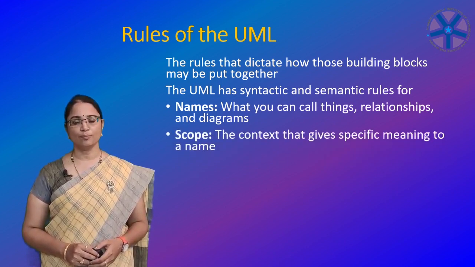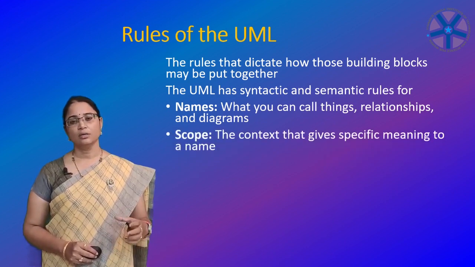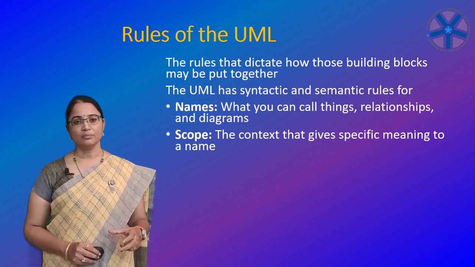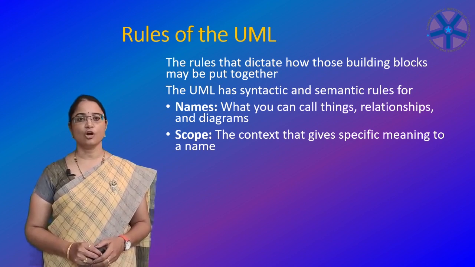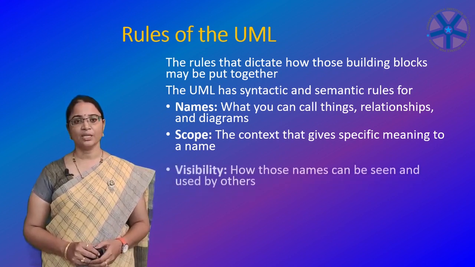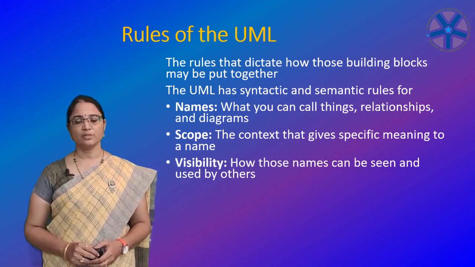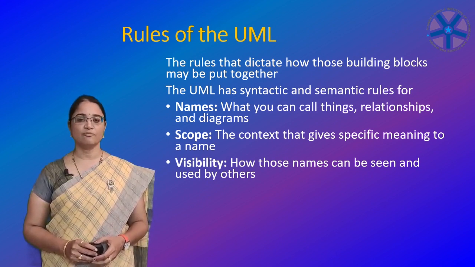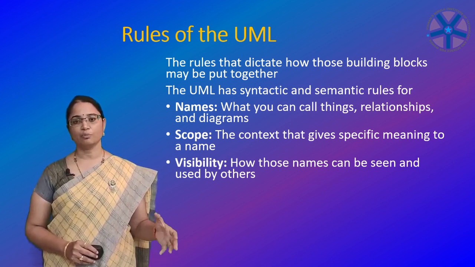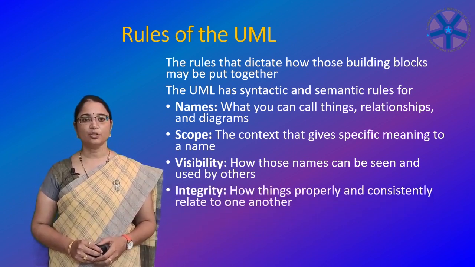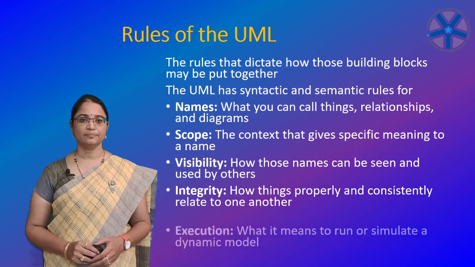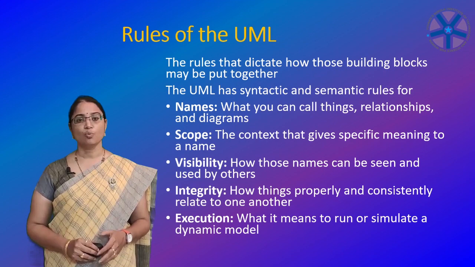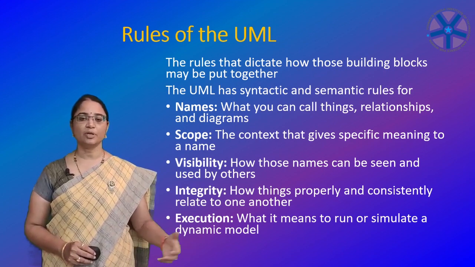Next, coming to the scope. Scope means how much time the thing or a relationship or diagram is active. It means the context that gives specific meaning to a name. Next one is visibility. Coming to the visibility, how those names can be seen or used by the others. As I told you, we have some visibility rules like public, private, protected and package. And next, coming to the integrity, how things properly and consistently relate to one another. And next one is execution, what it means to run or simulate a dynamic model.